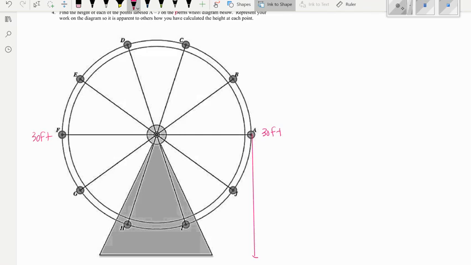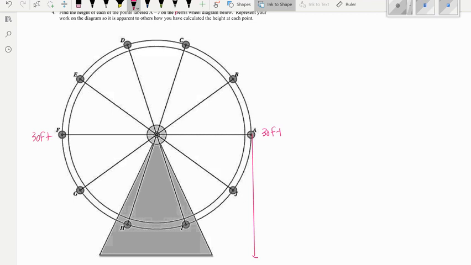So how can we figure out what the height of each of these different values is going to be? Well, first of all, we need to figure out what each of these angles are, right? So how can I figure out what each of these different angles are in between each of the spokes of the wheel? Take a minute to pause the video, and when you're done, unpause the video to check your work.